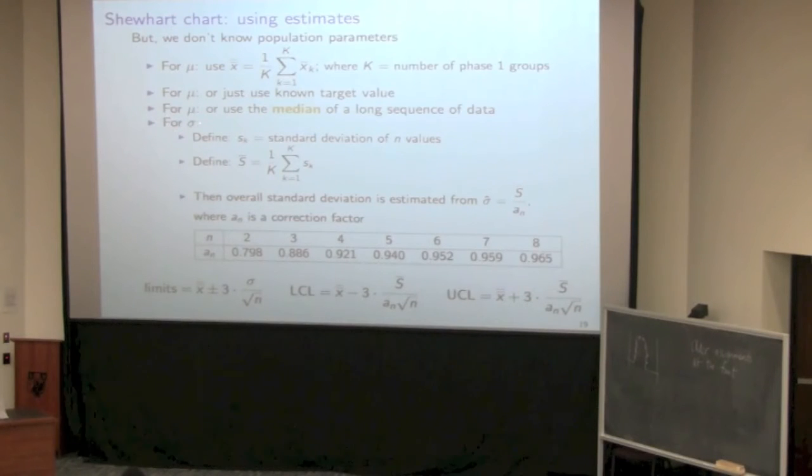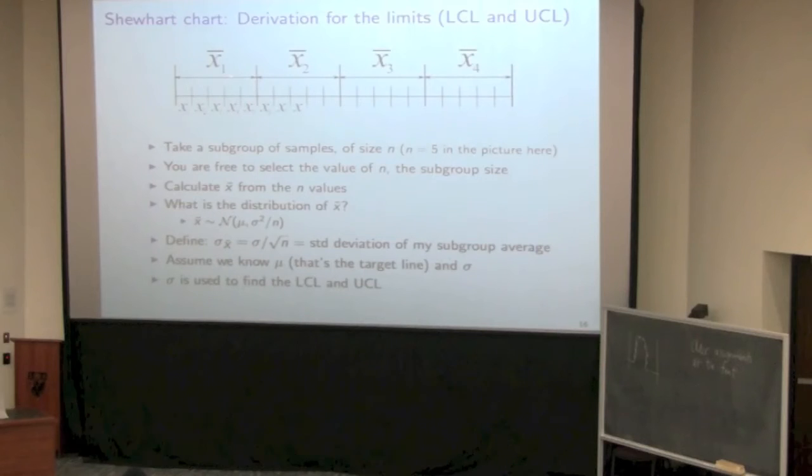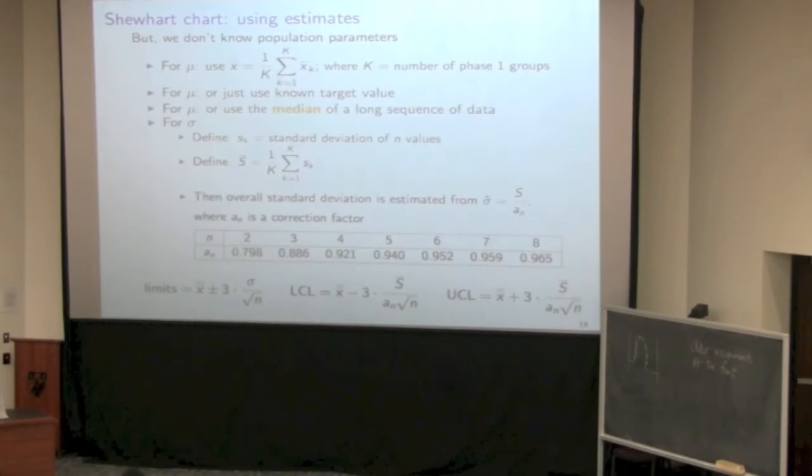The next one is sigma. If we dealt with mu, what did we do with sigma? Let's take a look at those subgroups again. If I look at those 5 data points, I can calculate the standard deviation of the 5 points. Again, that's relatively easy to do by hand or on a spreadsheet. We call that S subscript K. And then we calculate the average standard deviation. So sum up all your standard deviations, take the average of that, and we call that capital S bar.